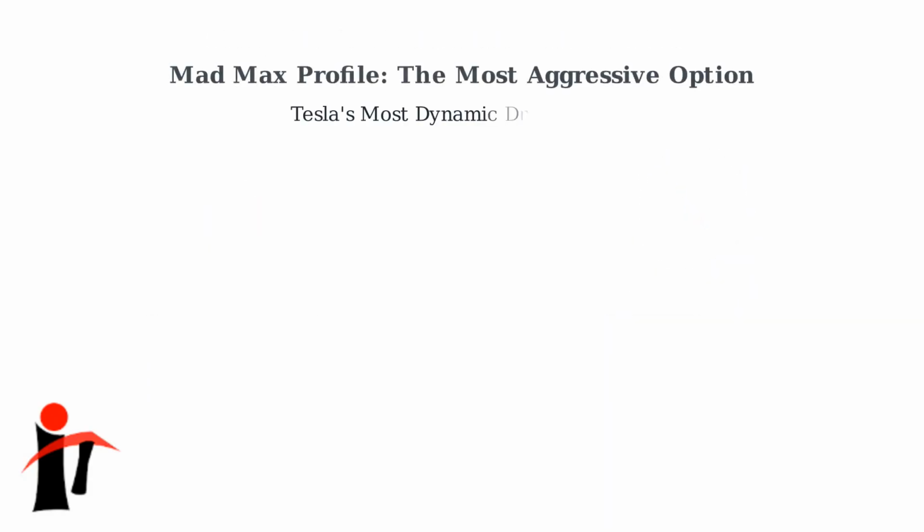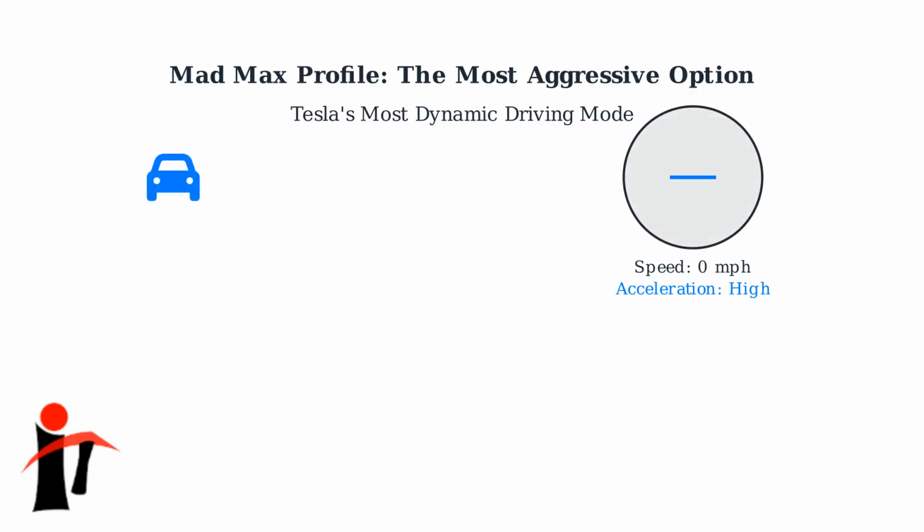The Mad Max profile represents Tesla's most aggressive driving option, designed for enthusiasts who want maximum performance from their full self-driving experience. This profile significantly increases speed limits, allowing the vehicle to drive up to 10 to 15 miles per hour faster than the Standard profile in supported regions. Watch how the speed dynamically increases. Mad Max executes rapid maneuvers, including quick lane changes and assertive acceleration, making for a more dynamic driving experience.